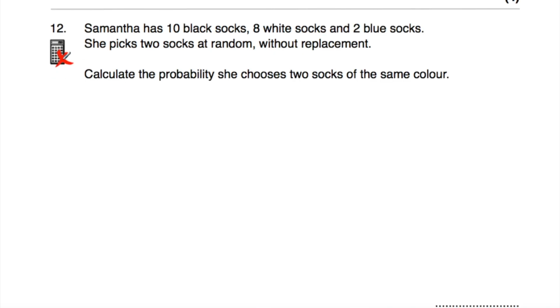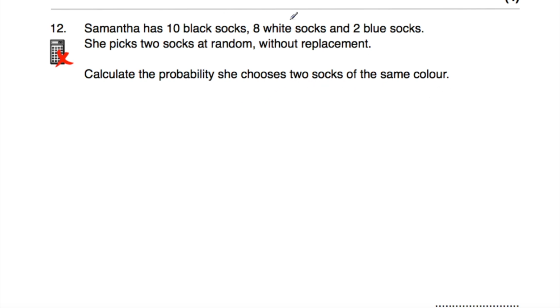Okay, so let's have a look at our next question, question number 12. Now, question number 12 is a non-calculator question, so I'm putting down my calculator. And we're told that Samantha's got 10 black socks, 8 white socks, and 2 blue socks. And she's going to pick 2 socks at random without replacement. And we've been asked to find the probability that she chooses 2 socks of the same colour.